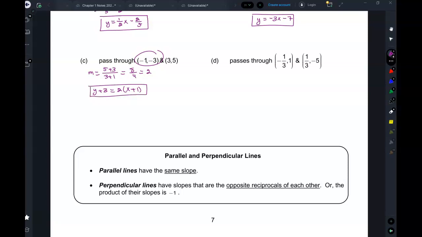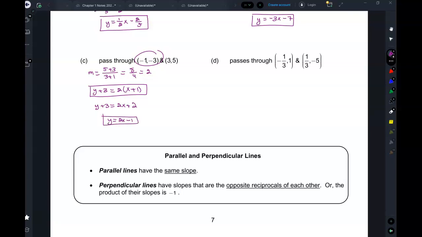Now, if you use the other one, this is going to look different: y minus 5 equals 2x minus 3. That's okay. However, once you solve for slope-intercept form, both of them will give you the same equation. Let me do this one and then I'll take your question. Y plus 3 equals 2x plus 2. Y equals 2x minus 1, and that's that.